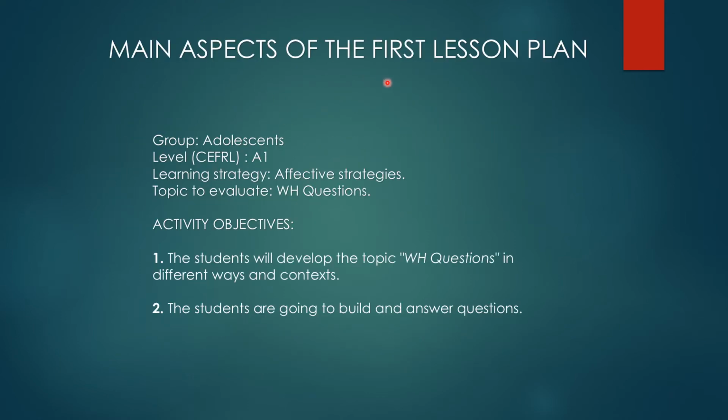Main aspects of the first lesson plan. Group: adolescents. Level: A1. Learning strategy: affective strategies. Topic to evaluate: WH questions. Activity objectives: the students will develop the topic of WH questions in different ways and contexts. Second, the students are going to build and answer questions.